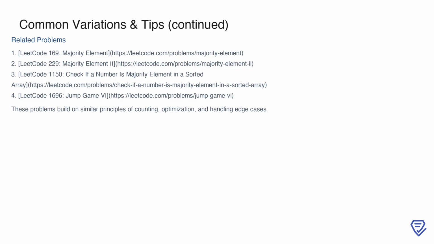Finally, Problem 1696, Jump Game VI, while not directly related to majority elements, involves optimization techniques and edge case handling, which are transferable skills. Studying these problems will deepen your understanding of counting, optimization, and handling edge cases effectively.